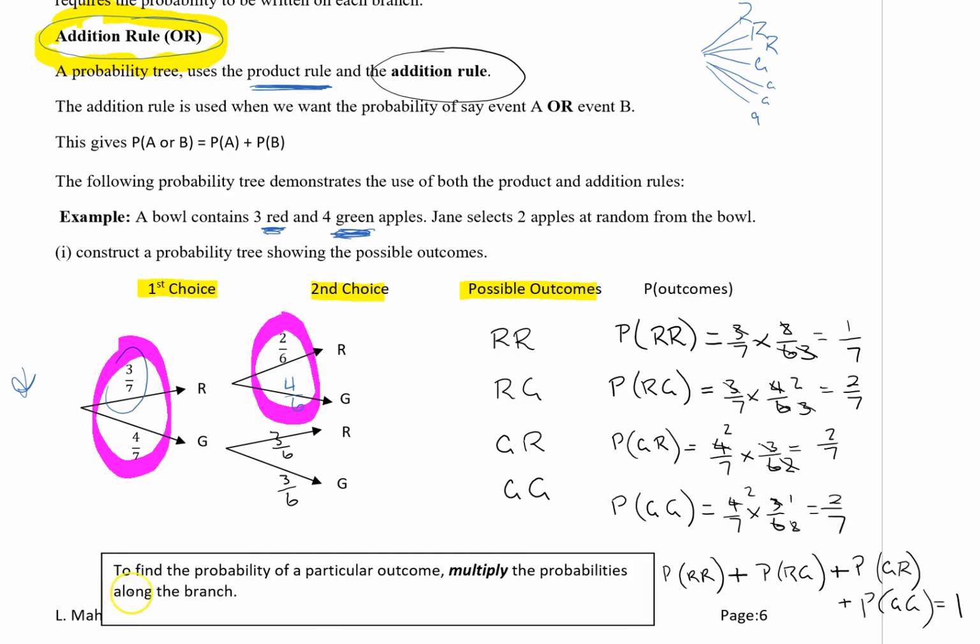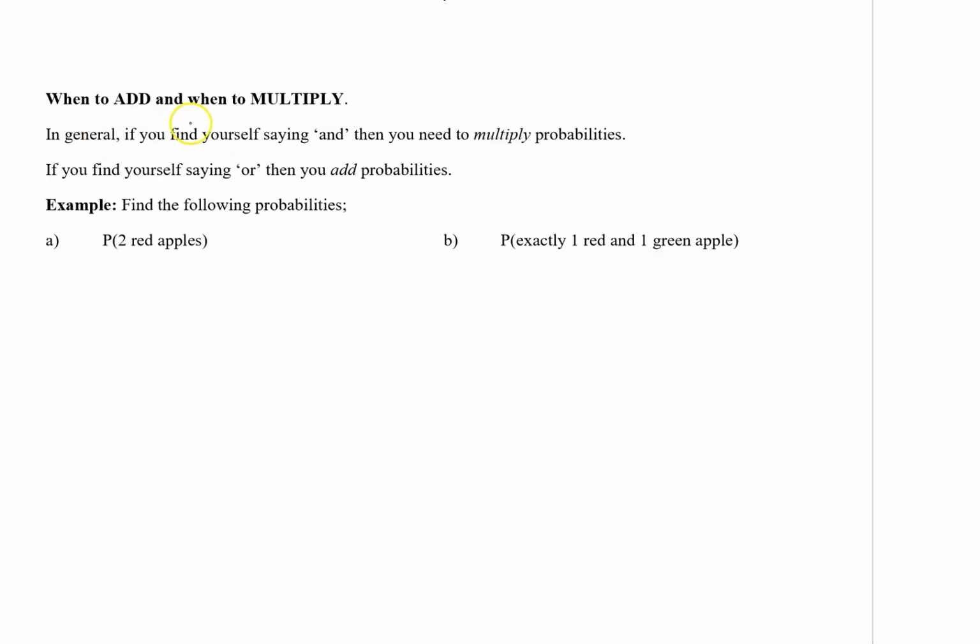Some rules to remember: to find the probability of a particular outcome, multiply the probabilities across the branch. Then in general, if you hear yourself saying and, then you multiply. I definitely want this and that. Whereas if you say, I want this situation or this situation, then you will add. Or is an add.